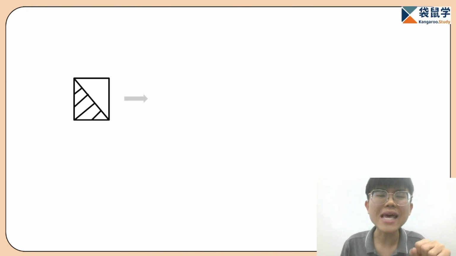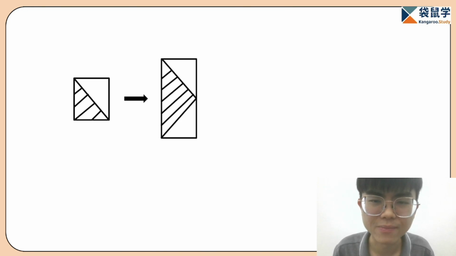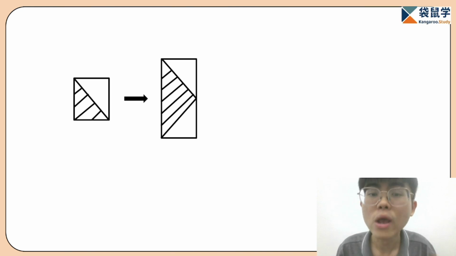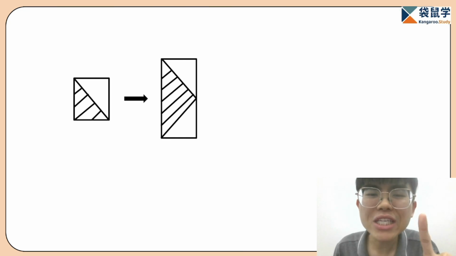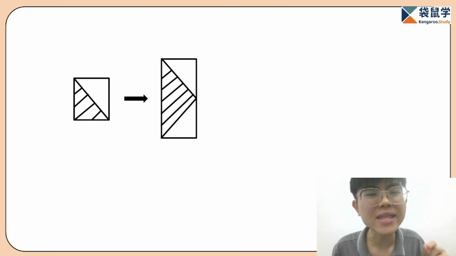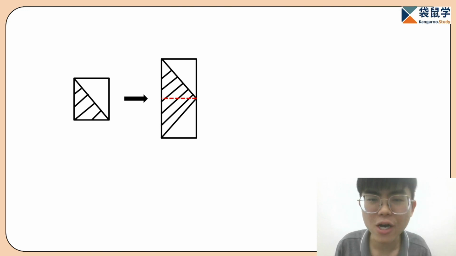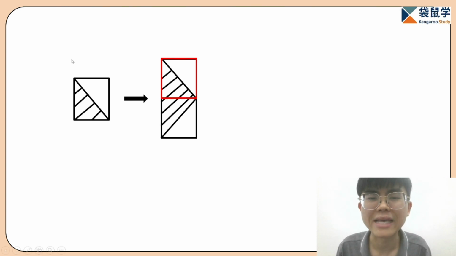Now, let's look at the second example. This time we have a bigger rectangle right here. Again, what is the relationship between the shaded and the whole rectangle? Oh, it is also half of the whole rectangle. But why do we say so? We can try to cut our rectangle in the middle with a horizontal line. Now you will see that it will form two rectangles. And each of the rectangles that we have found here is just similar to the rectangle in our first example.